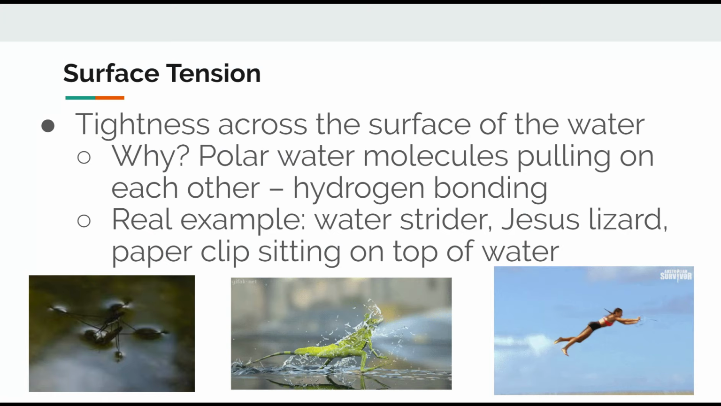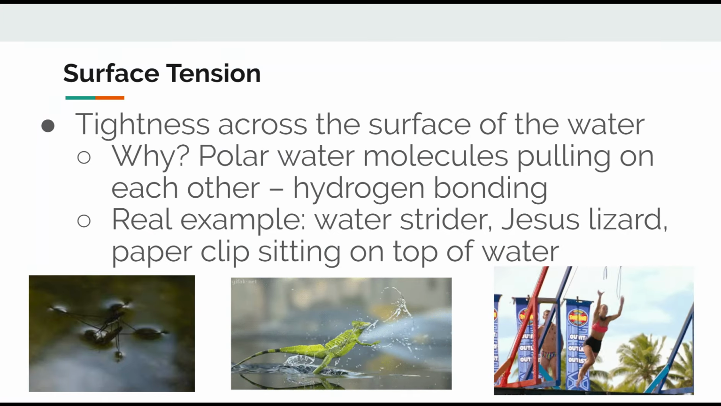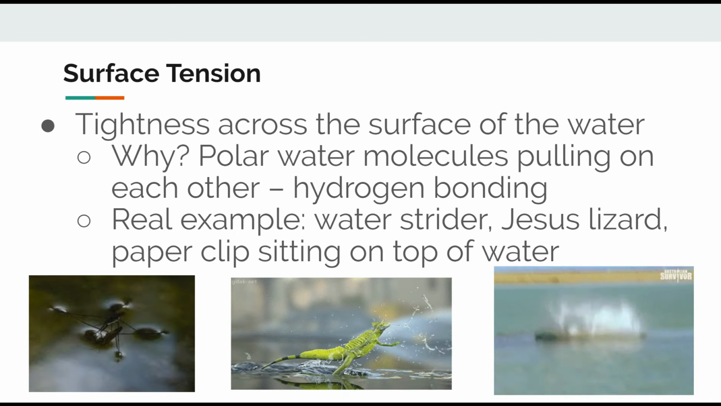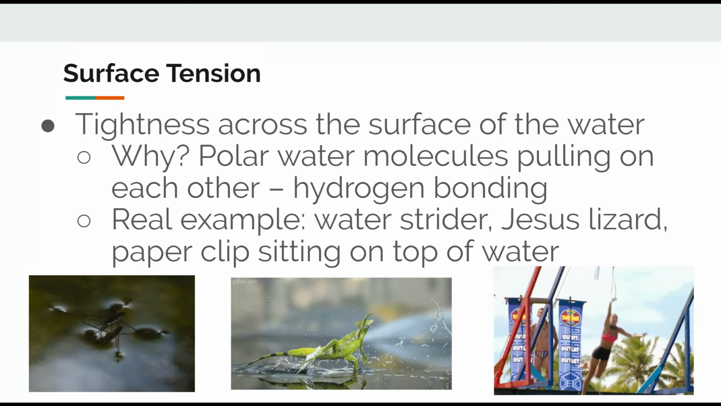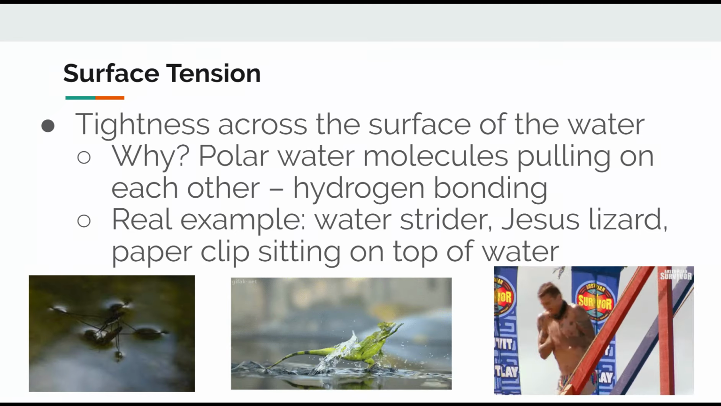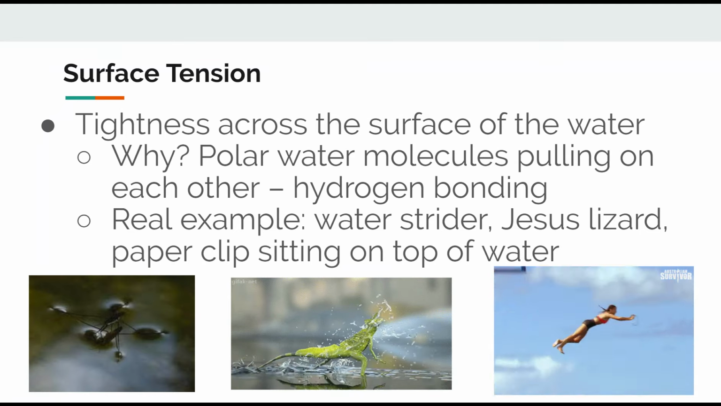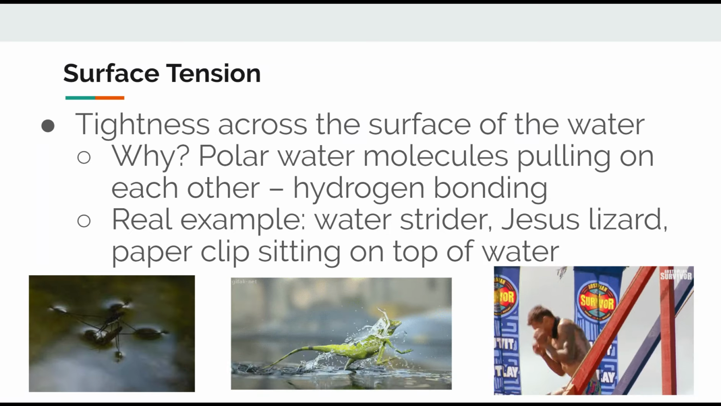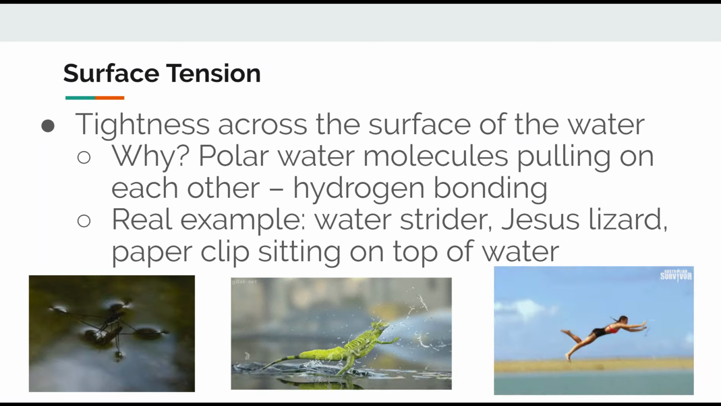The last one is surface tension. Surface tension is that tight film on the top of water. And it occurs because of hydrogen bonding. If we look at the hydrogen bonded molecules of water, they form almost this lattice structure, and that creates almost this film or surface on the top of water.